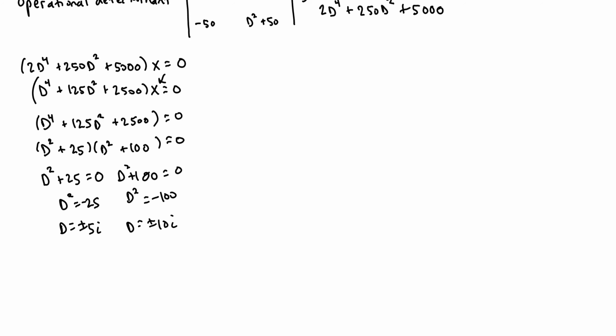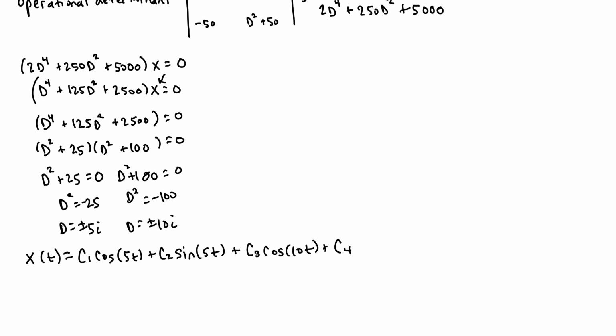Okay, so translating that into a solution, and remember you can do this in any order. We're going to call this C sub 1 cosine 5t plus C sub 2 sine of 5t plus C sub 3 cosine of 10t plus C sub 4 sine of 10t.